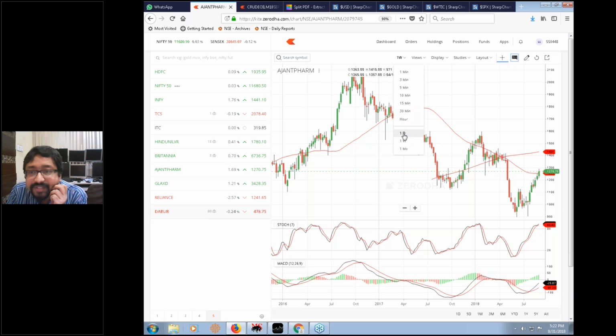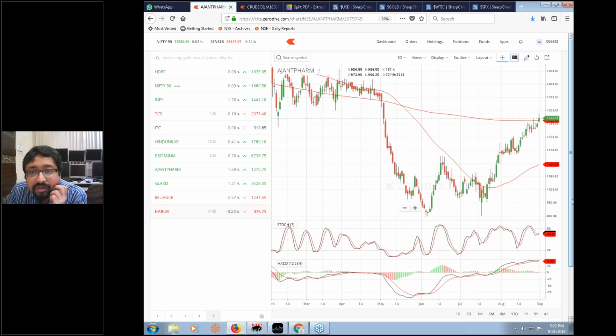It looks interesting because Ajanta Pharma is actually closing above the 200-day moving average, right? For the first time since May, right? So that is bullish. We can see a bit of bottom formation. The slope of the moving averages is getting higher. So in the long term, we have reasons to be bullish in Ajanta Pharma as well.